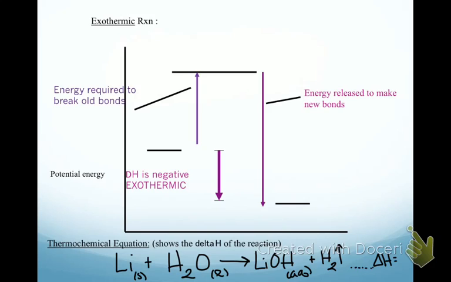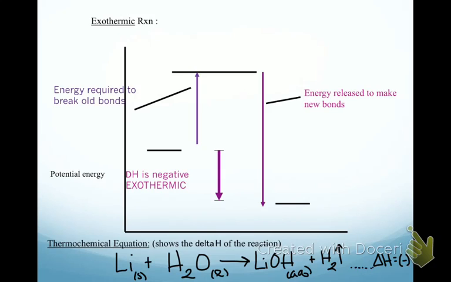Since this is an exothermic reaction, this would be a negative number, some value depending on how much of that lithium you used. Any number that's negative would indicate an exothermic reaction. It's called a thermochemical equation when you show not only the reactants and the products, but also the overall change in energy, delta H.